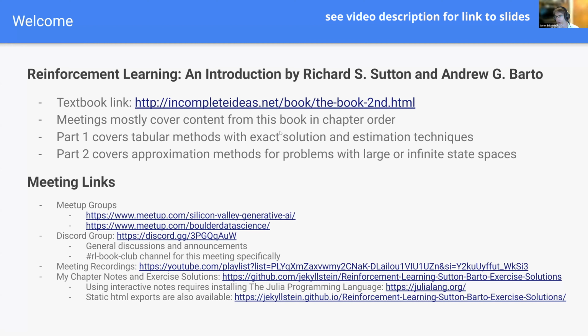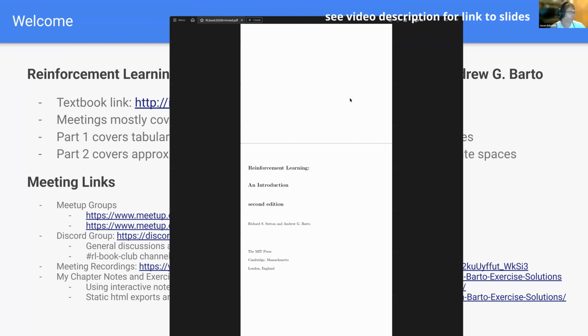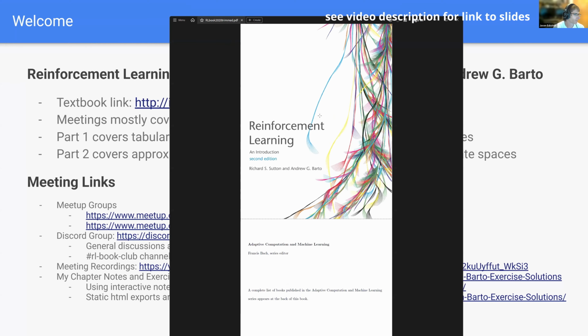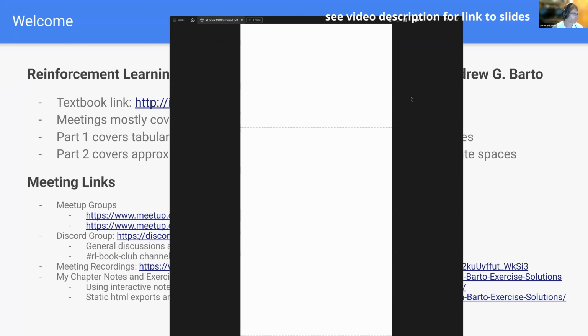The topics we have covered in the past include part 1 of the book and part 2 of the book. Part 1 begins with tabular methods, which are problems where you can get an exact solution. And then part 2 covers problems where the problem space is too big and you have to use some kind of approximation to get a solution. This is what the book looks like. This is just one of the PDFs. You can just download this from the link I showed.